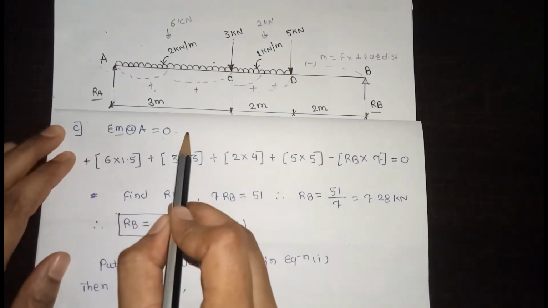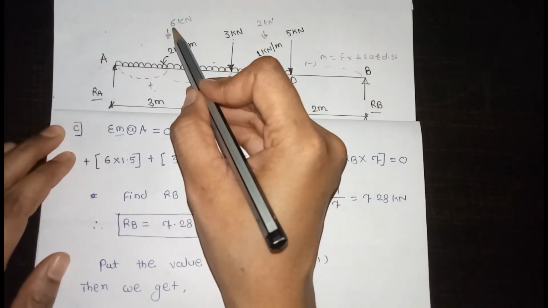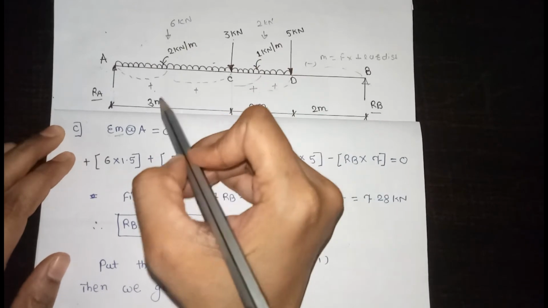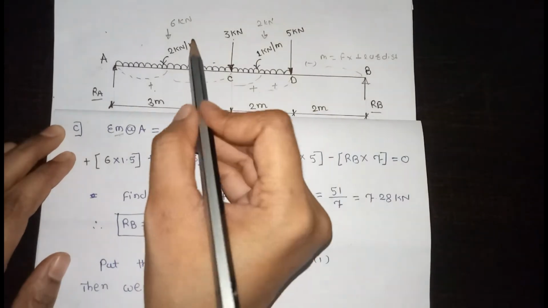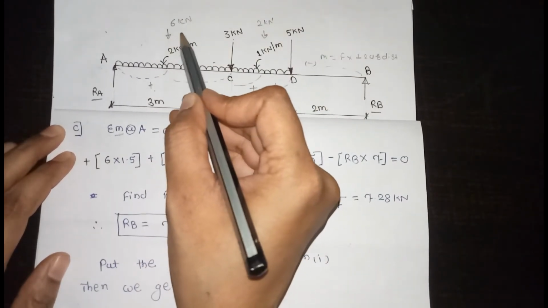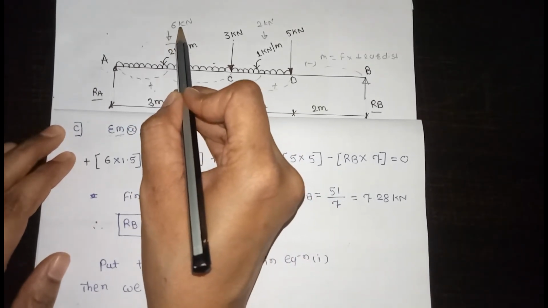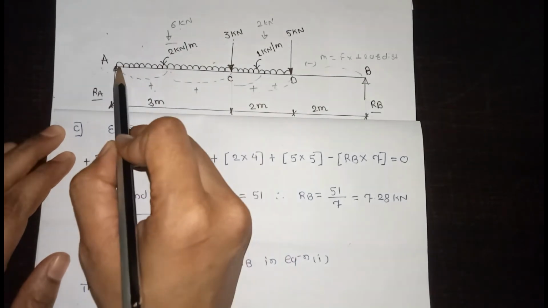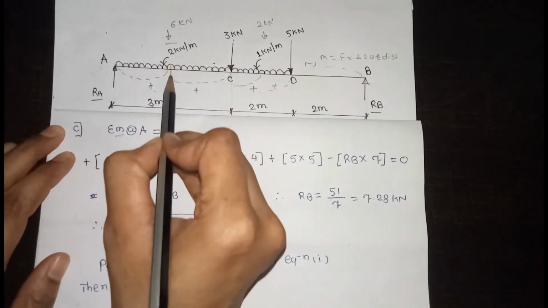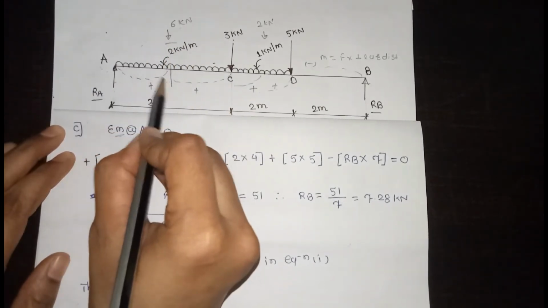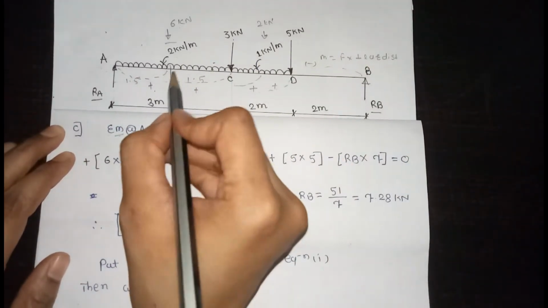So moment is the force into perpendicular distance. What is the value of the first force? 6 kilonewton, 6 into perpendicular distance 1.5. We have to convert the UDL to an equivalent point load, meaning a 6 kilonewton equivalent point load, which is located at the midpoint of the UDL span. This distance is 1.5 and this other distance is 1.5. Okay.